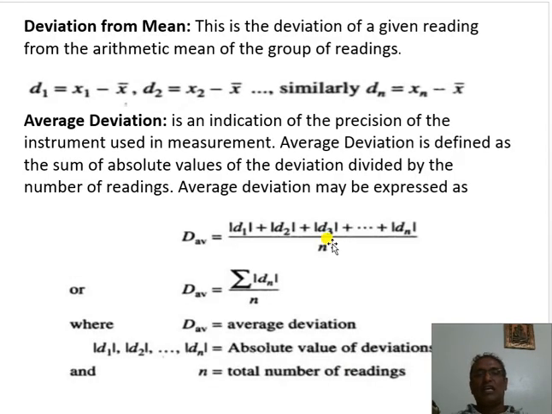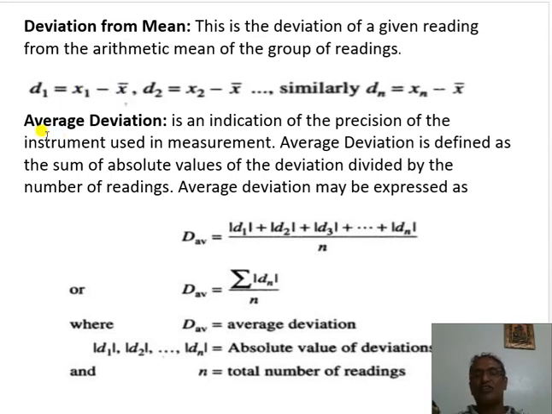Next one, deviation from the mean. This deviation is given by d1 = x1 − x bar, d2 = x2 − x bar, up to dn, the n number of deviations. So we have the expected value and the measured value. If there is a change, x bar, the arithmetic mean, is fine. Then we take the difference with each value; we differentiate this with the actual value.